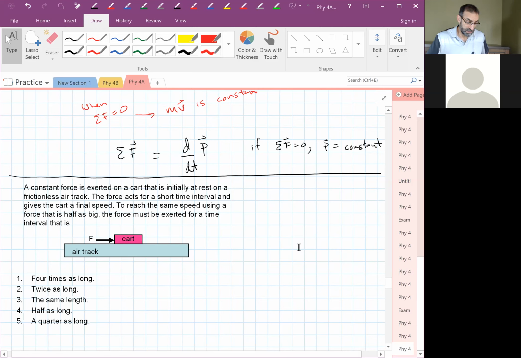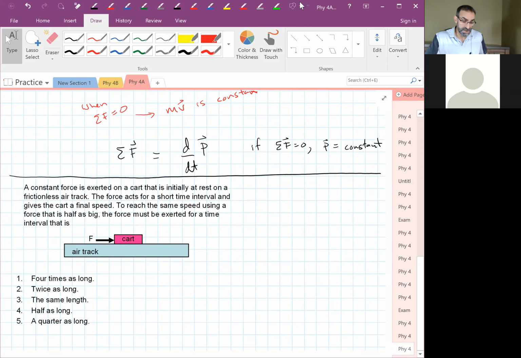A constant force is exerted on a cart that's initially at rest on a frictionless track. The force acts for a short time interval and gives the cart a final speed. To reach the same final speed using a force that's half as big, it must be exerted for a time interval that is how much? 4 times as long, twice as long, half as long?